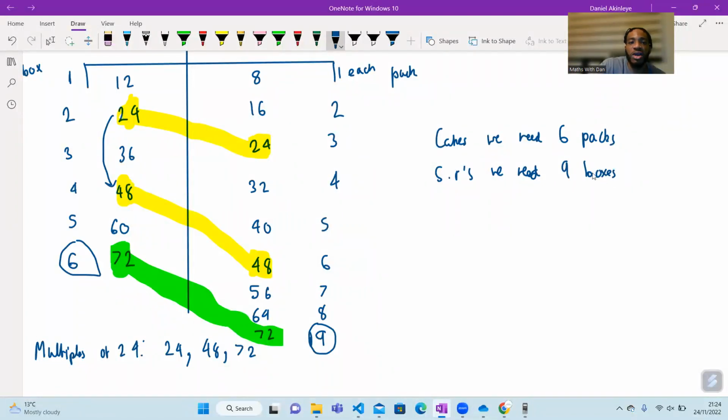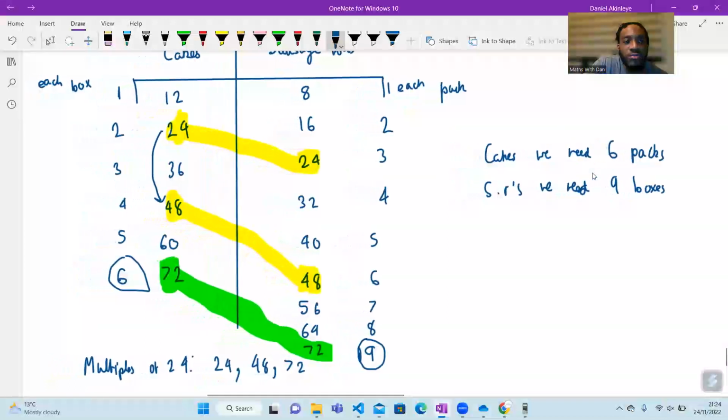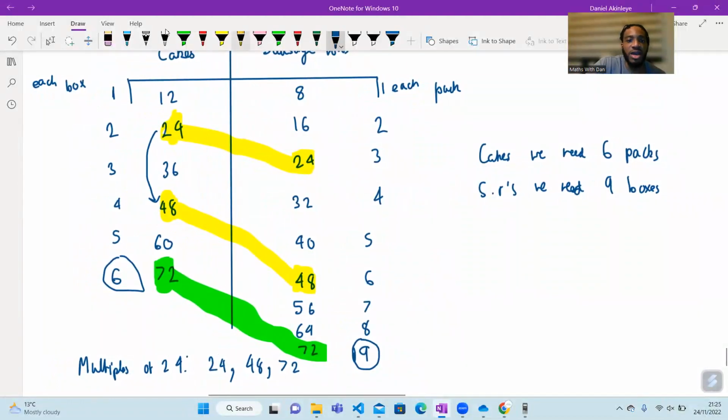Does that make sense so far though, guys? Just before I continue, are we all okay with that? And actually, it's boxes that was cakes and packs that was sausage rolls. So it should be boxes here and cakes. Trying to make sure we're all on the same page.